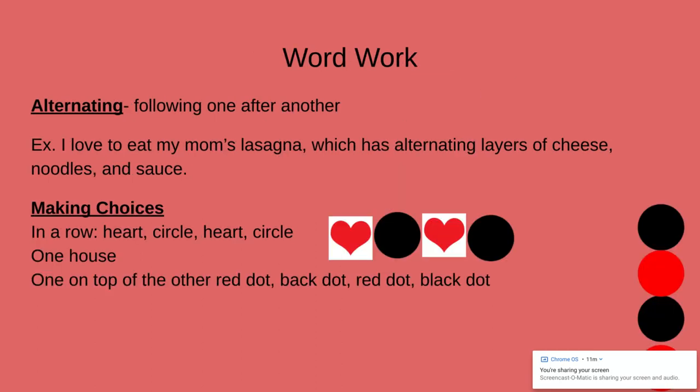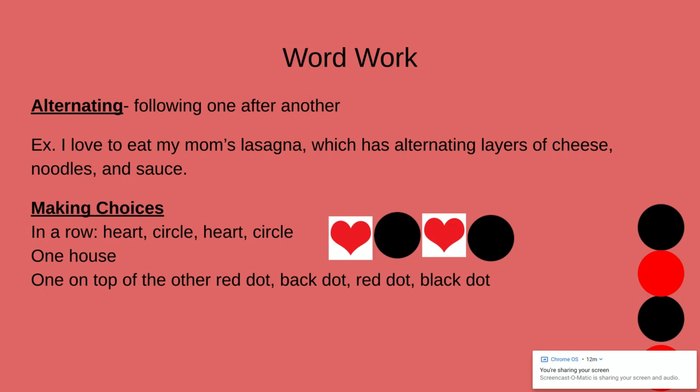And here is our word work for today. Our special word is the word alternating. So in the read aloud you heard, she applied her famous even stitches along the length of each strip, first a red and then a white, until 13 stripes of alternating colors joined together to form a large rectangle. So say the word alternating with me. Alternating. Great job. Another example is I love to eat my mom's lasagna, which has alternating layers of cheese, noodles, and sauce.